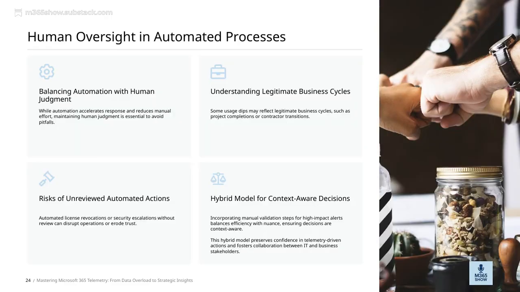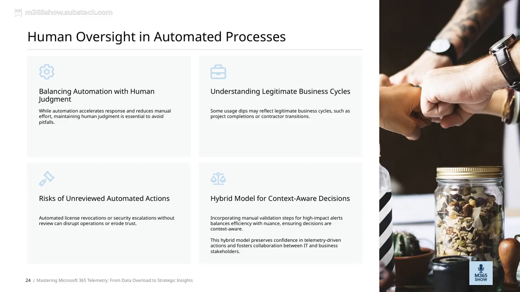Let's talk about human oversight in automated processes. When managing Microsoft 365 telemetry, it's crucial to strike a balance between automation and manual validation. Incorporating manual checks for high-impact alerts helps us stay efficient while also accounting for context and nuance. This hybrid approach ensures that our decisions are well-informed and not purely relying on automated outputs. It also fosters collaboration between IT teams and business stakeholders, which is essential for making strategic, confident decisions.